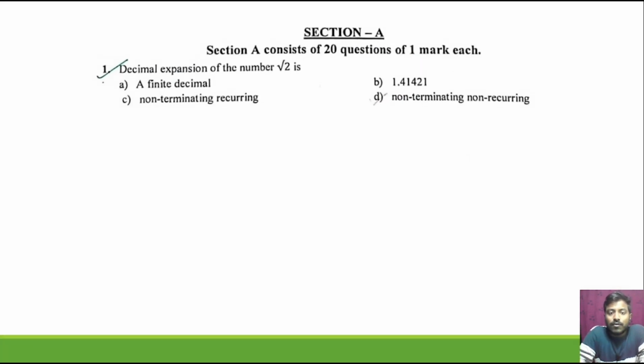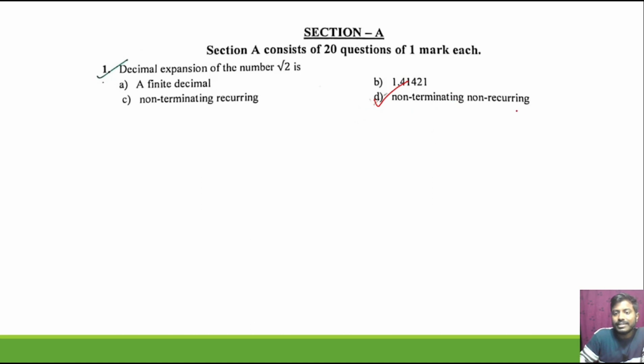Decimal expression of the number root 2 is dash. Option A, finite decimal. No, because root 2 is an irrational number. So option B, 1.41421. No. So option C is non-terminating recurring. Non-terminating, non-recurring. So option number D is the correct answer.